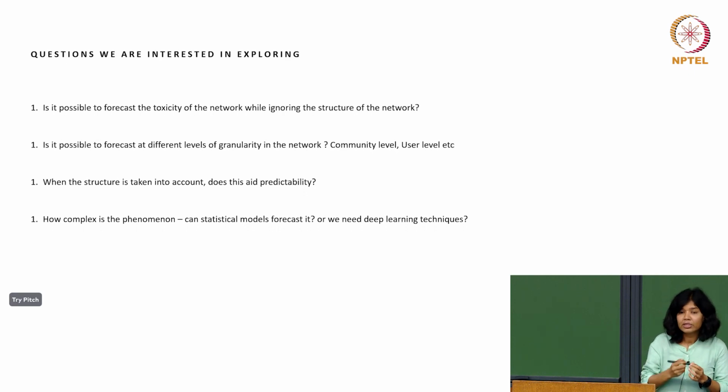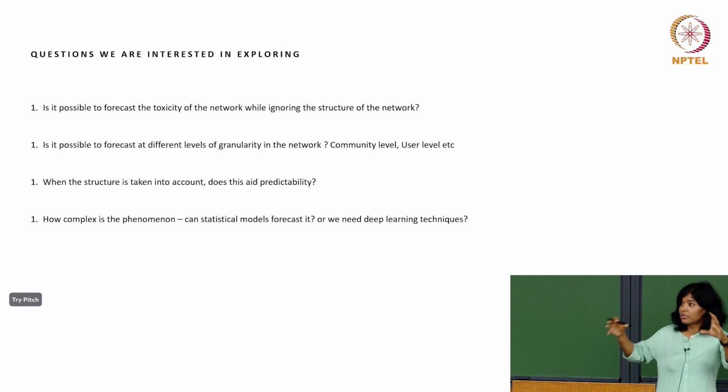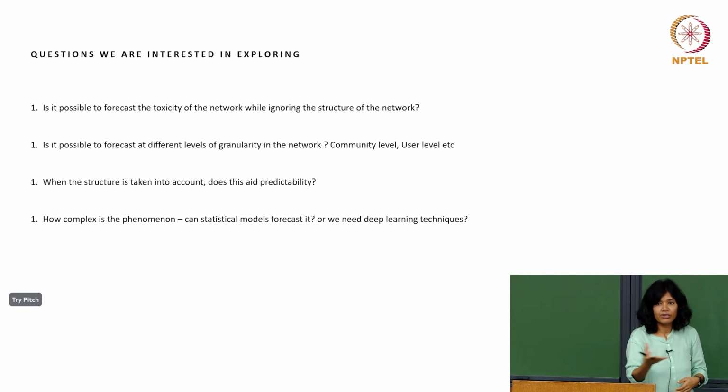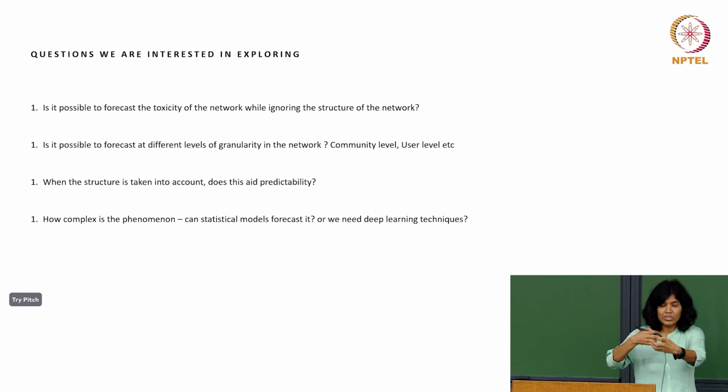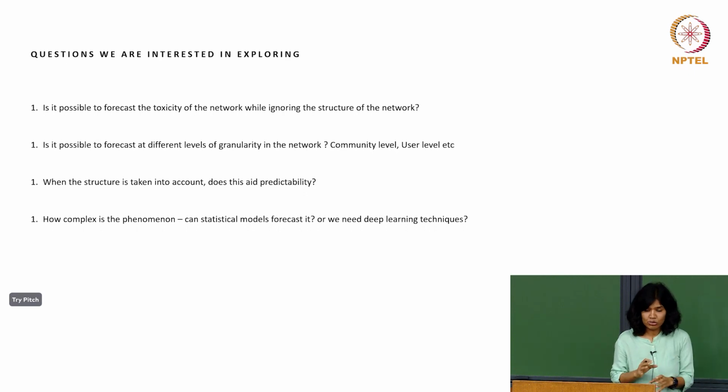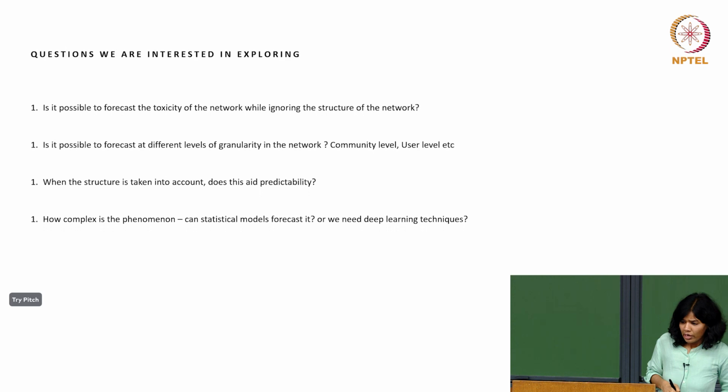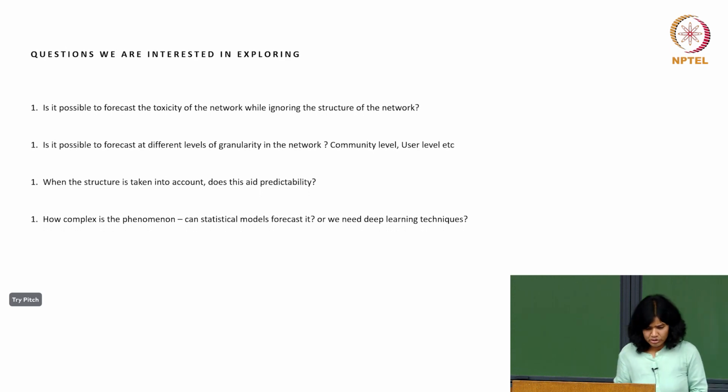Similarly, when we are doing toxicity forecasting, should we consider the graph also? There is a graph underneath: the users are connected, and there is toxicity coming from the tweets. Should we use the graph part of it? So this is the question we are asking: if we take the graph structure into account, does it aid in predicting toxicity better?